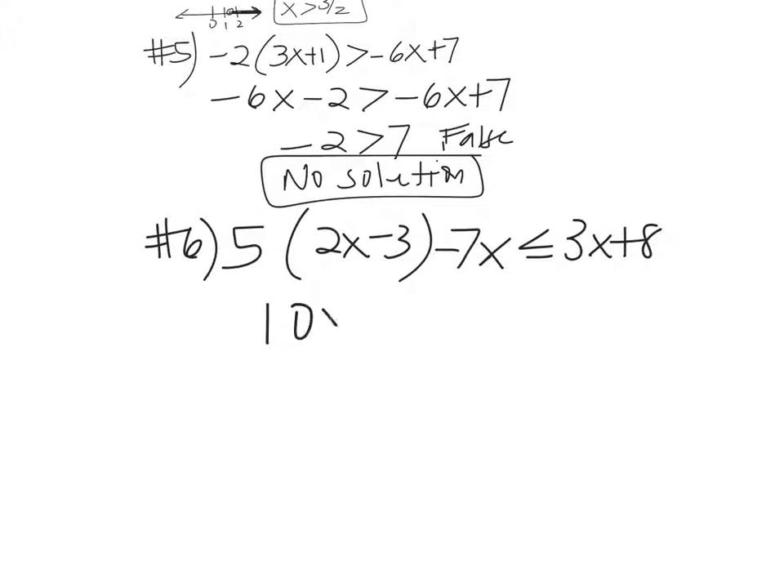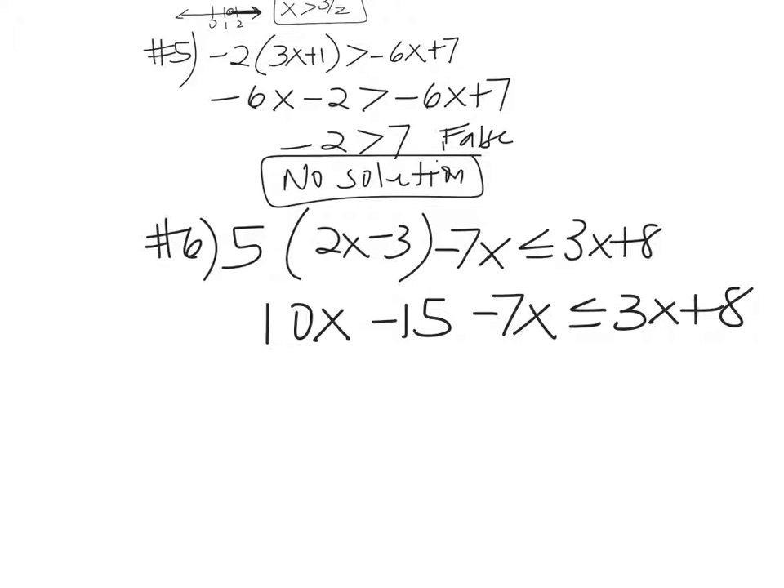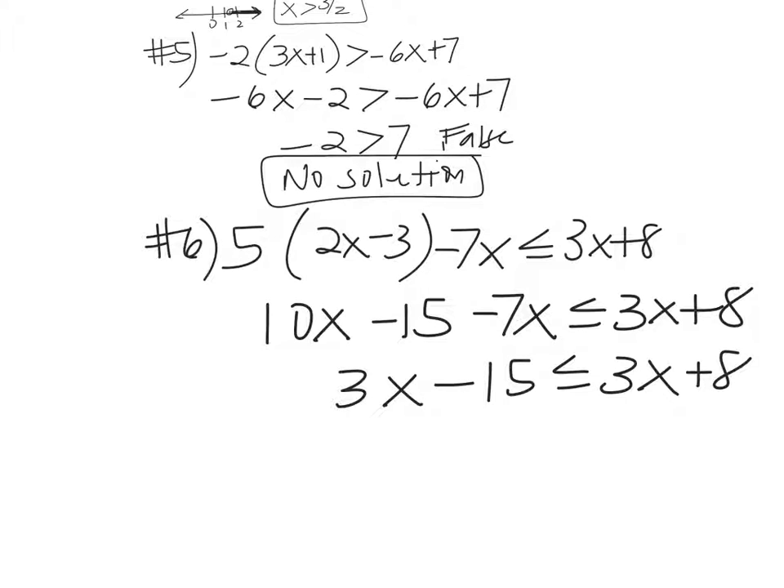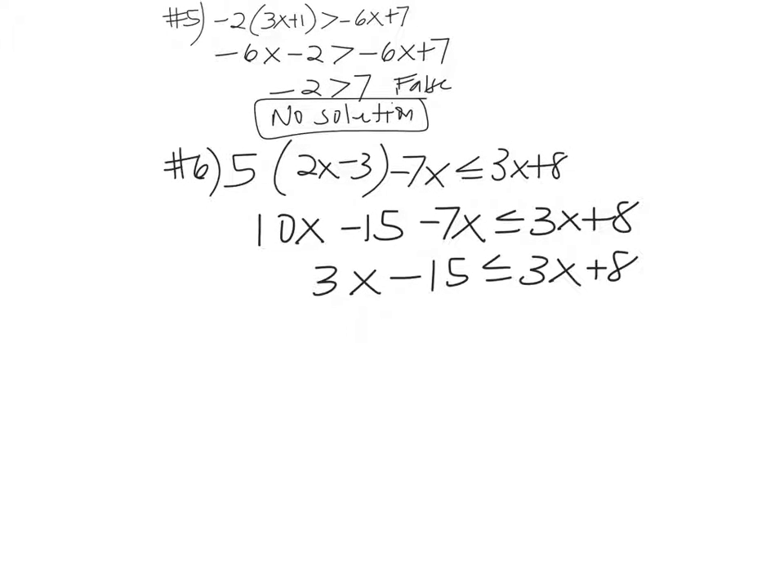So you get 10x minus 15 minus 7x is less than or equal to 3x plus 8. Show the work. And you get 3x minus 15 is less than or equal to 3x plus 8. If you want to stop there and you notice it right away, that 3 times a number minus 15 is going to be less than 3 times that same number added to 8. But if you wanted to keep going, you could subtract 3x, and you get negative 15 is less than or equal to 8.